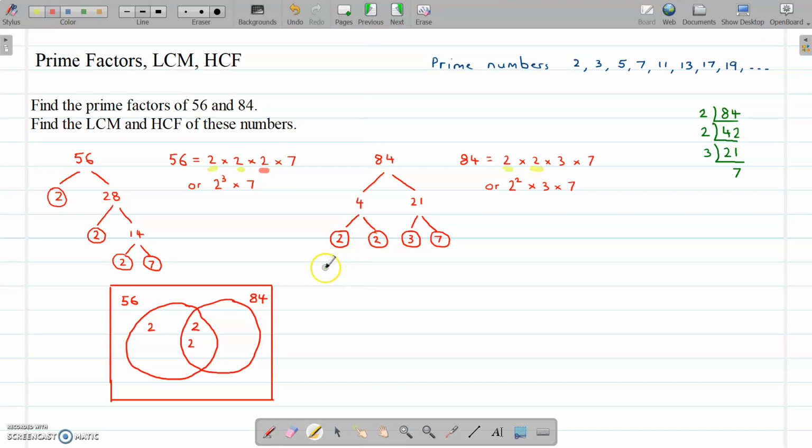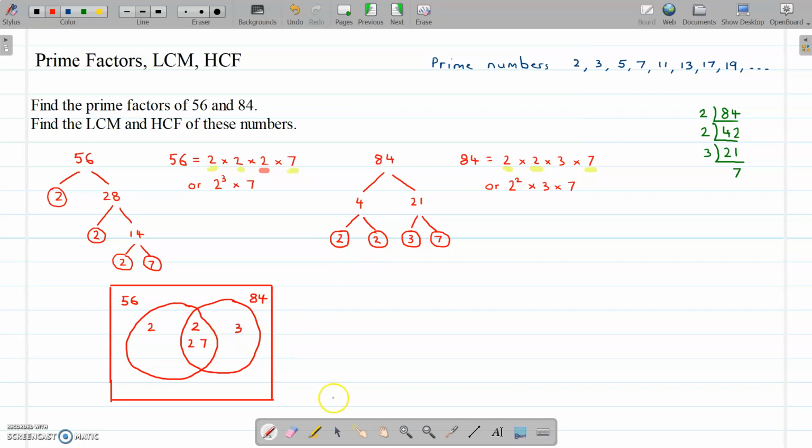And now I look at the 7, and that does pair up with that one, so that means I can put the 7 with the other 7, as a matching pair. The 7 and the 7, they belong in here because they belong to both numbers. And finally I'm left with just the 3, which only belongs to the 84.